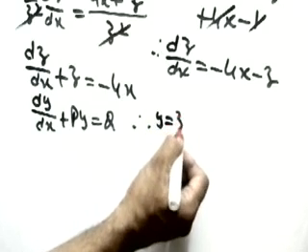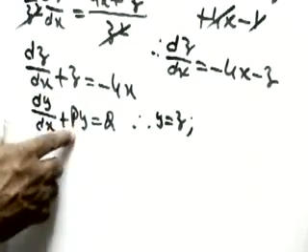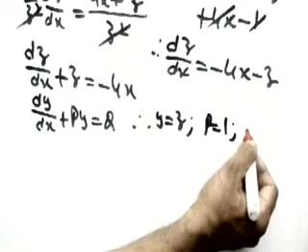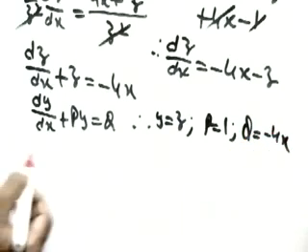Therefore, in place of y we are having z. In place of p will be 1, y is z, so p is 1. So write p equals 1. Now q is minus 4x, so q equals minus 4x.